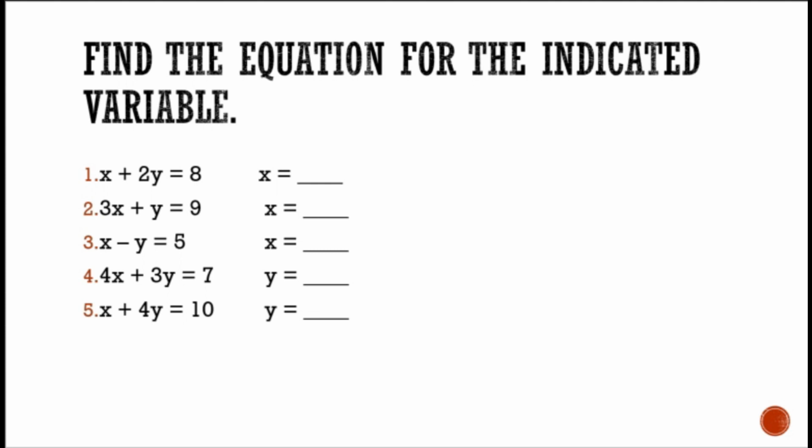Okay, let us check your answers. For number 1, the equation in the variable x is x equals negative 2y plus 8. For number 2, the equation in the variable x is x equals negative y over 3 plus 3. For number 3, the equation in the variable x is x equals y plus 5.